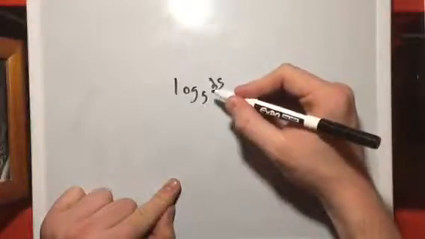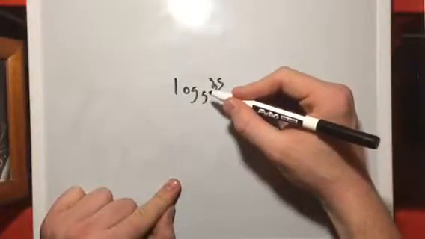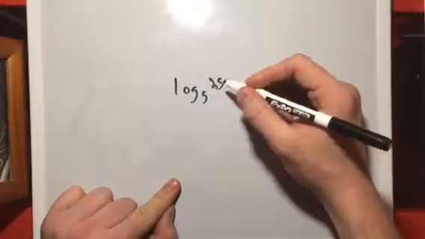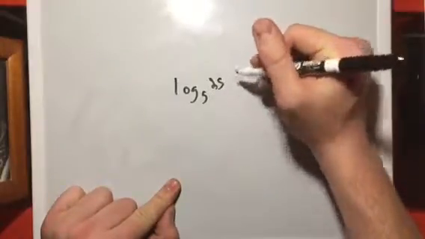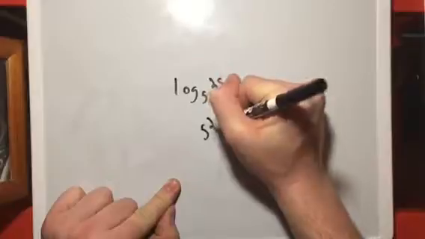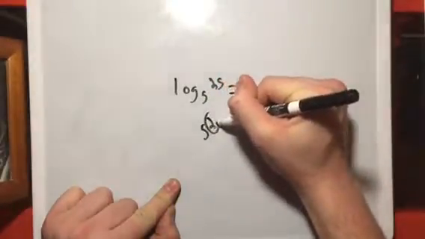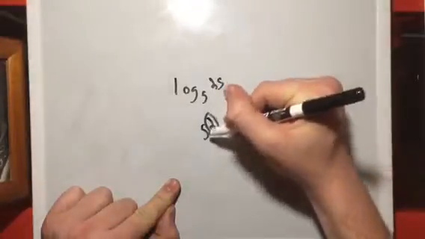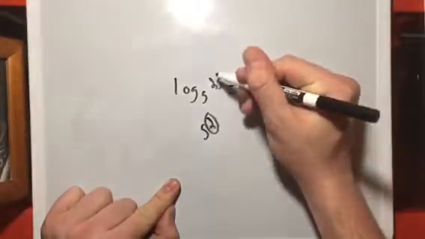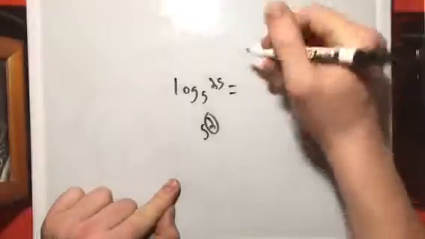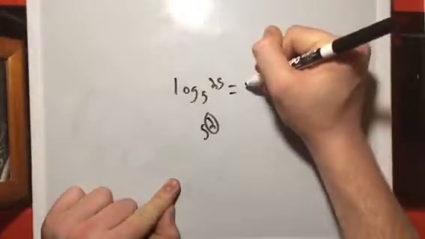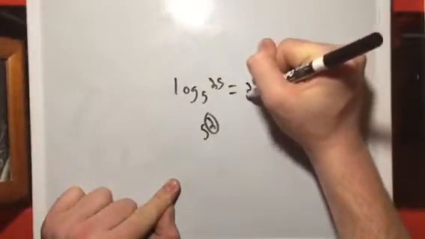Since this is a simple problem, we know that 5 times 5 equals 25. So we write that as 5 squared. Now the answer of this log is the power to which this number goes into this number. 5 squared equals 25. So the answer for this logarithm is 2.